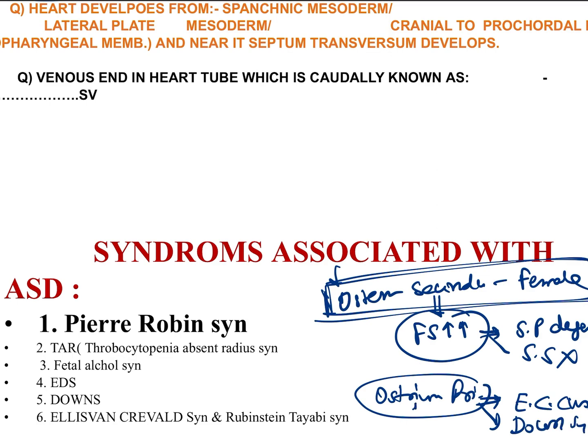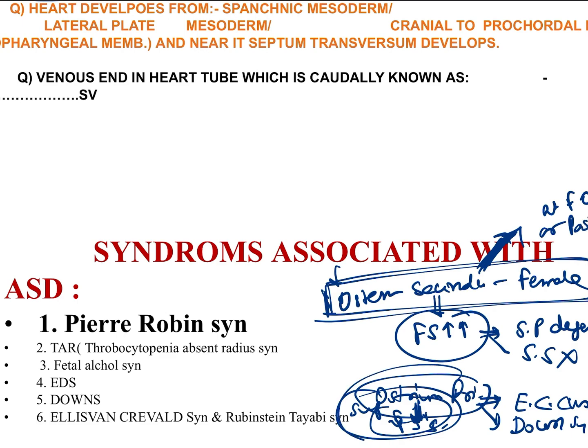Location wise, the ostium secundum ASD is situated at the fossa ovalis or sometimes posterior or superior. The ostium primum ASD is towards the endocardial cushion, hence it is inferior.